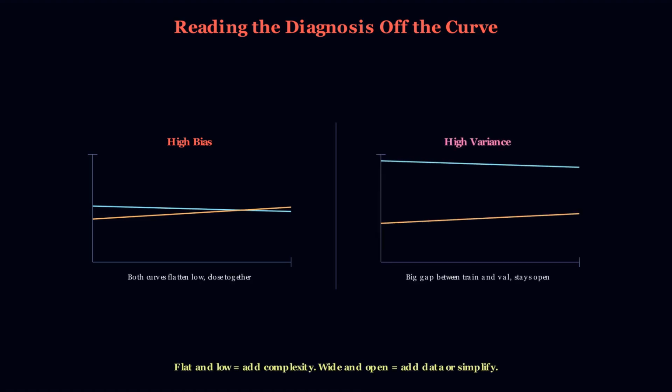Both curves flatten out low, close together, that's high bias. A wide gap between train and validation that never closes, that's high variance. Flat and low means add complexity. Wide and open means add data or simplify the model.